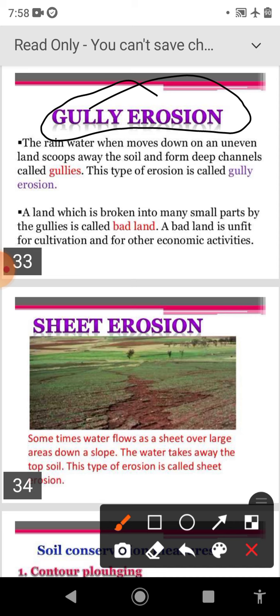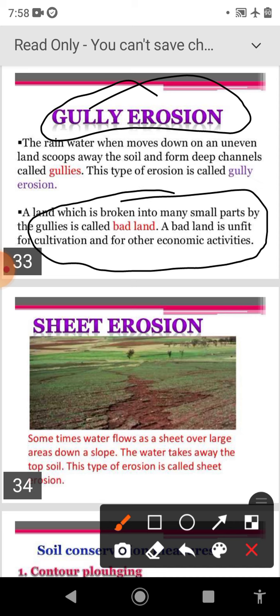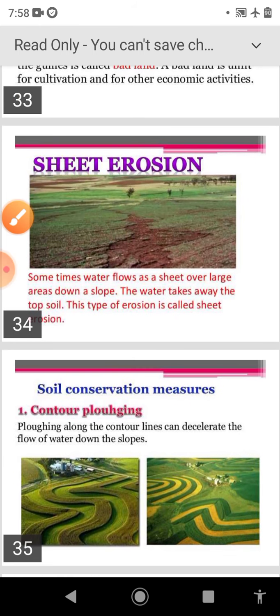A land which is broken into many small parts by the gullies is called badland, or in other words, an area bisected by a number of gullies is termed as badland. After that, we will discuss sheet erosion.